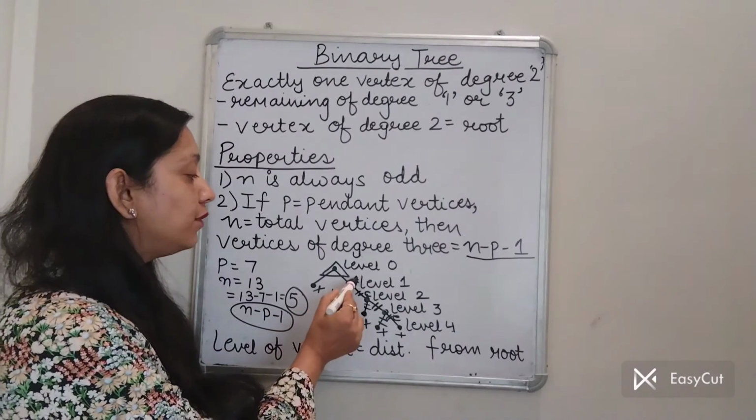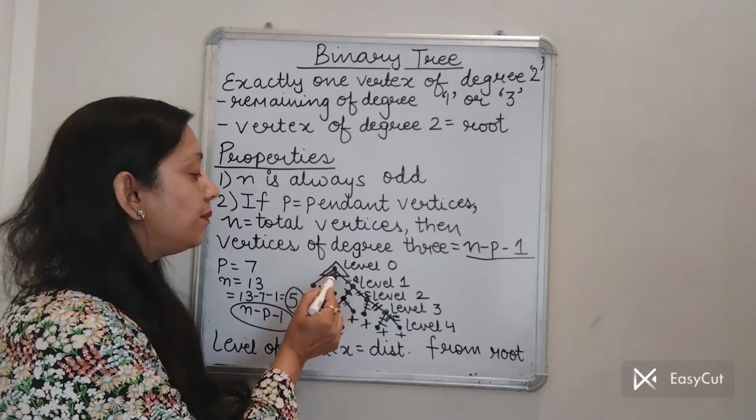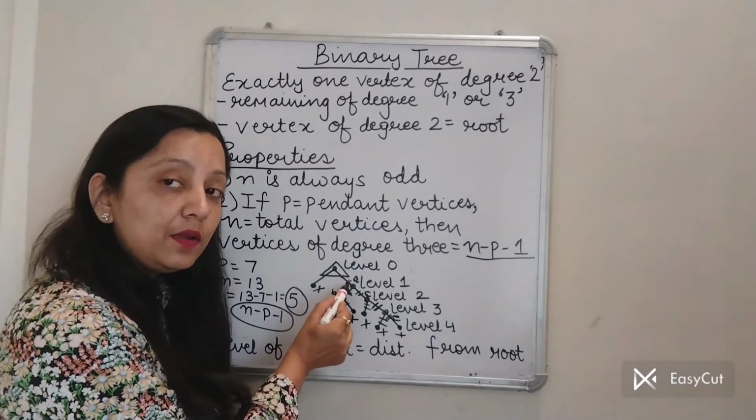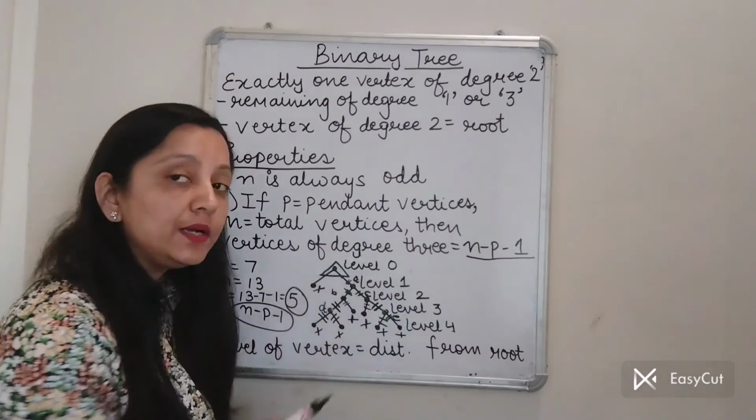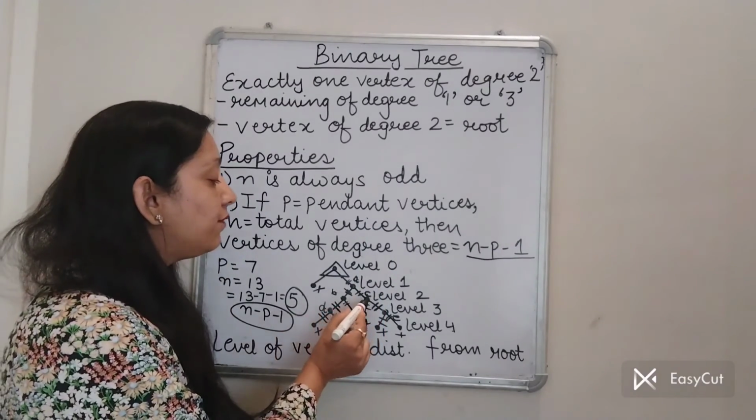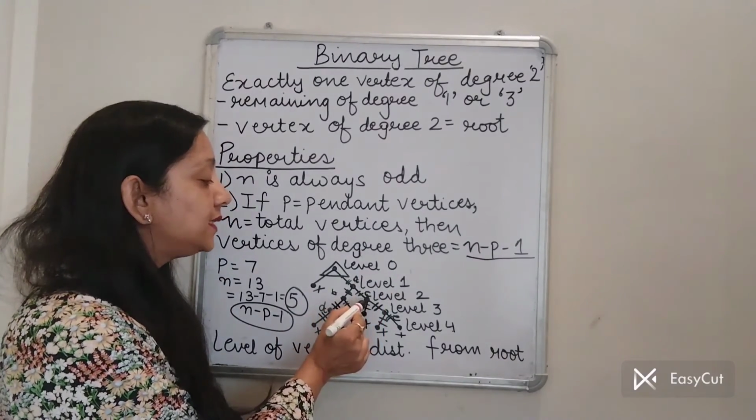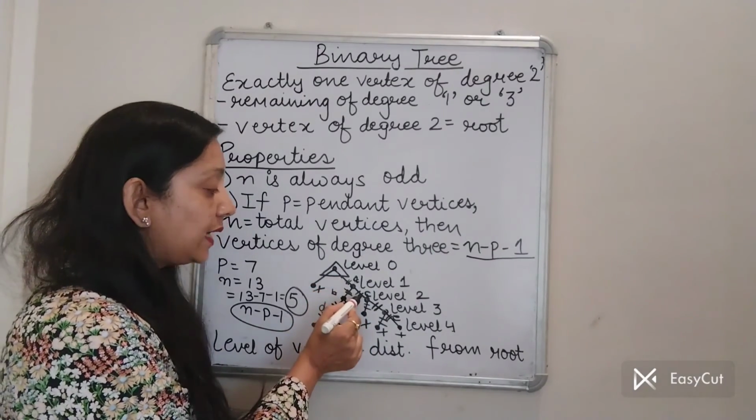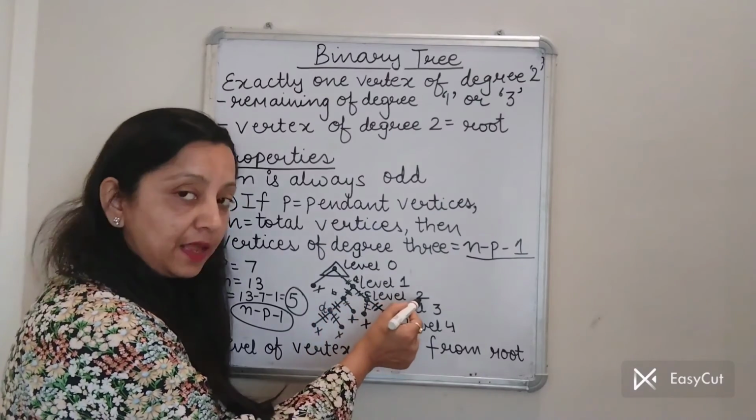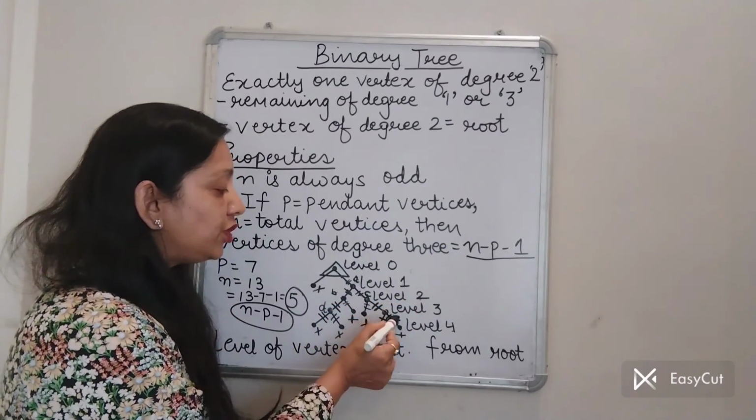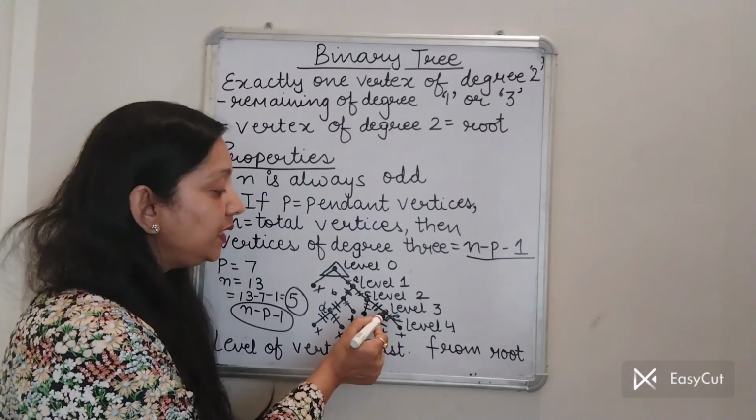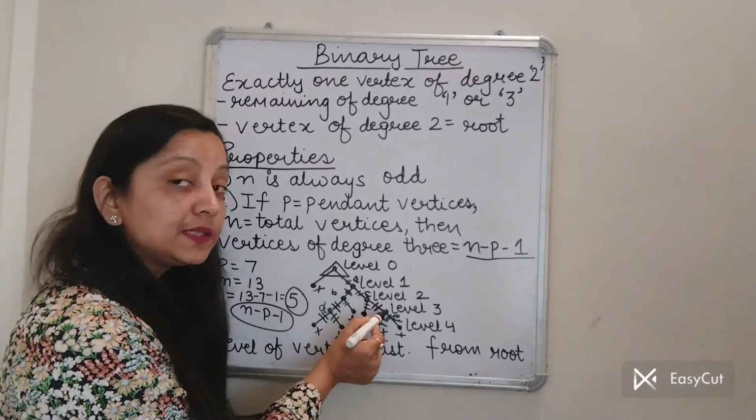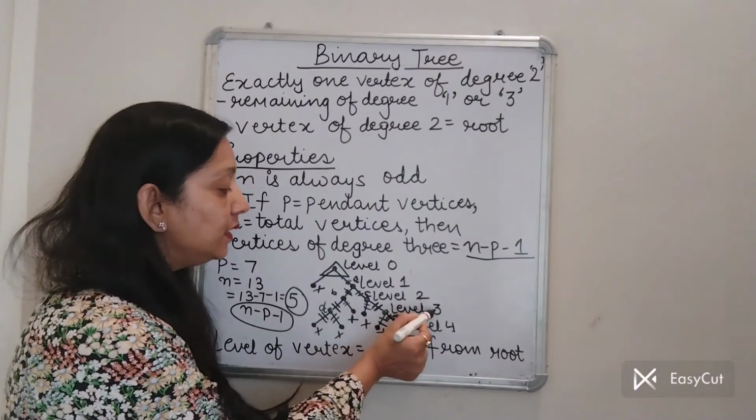So if I have to find out the level of vertex A, how many edges are between the root vertex and the vertex A? Exactly 1 edge. So that means it is a level 1 vertex. Then if I have to check the level of vertex C, how many edges are there between the root and vertex C? 1, 2, exactly 2. So that means vertex C is at level 2. Then if I have to check the level of vertex E, how many edges are between the vertex E and the root? 1, 2, 3. That means vertex E is exactly at level 3.